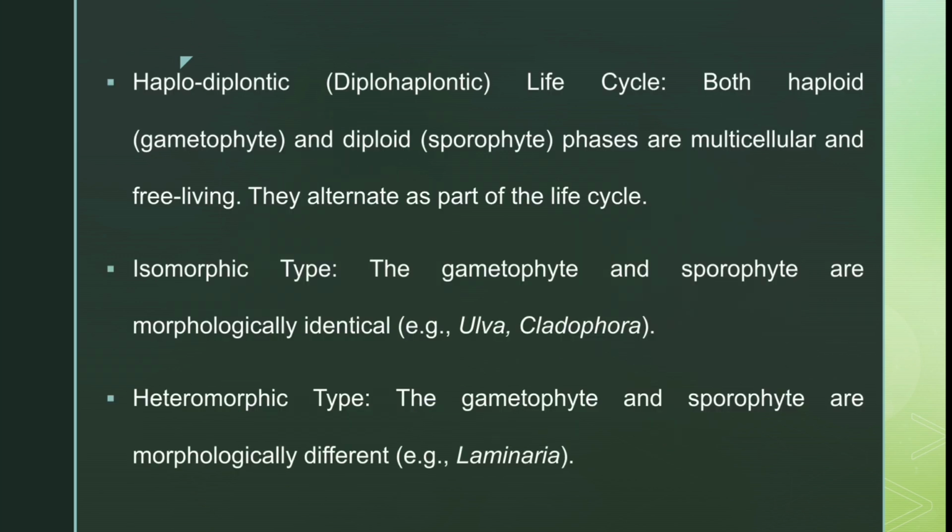Next, haplodiplontic life cycle or diplohaplontic life cycle. Both haploid and diploid phases are multicellular and free living. They alternate as part of their life cycle. None of the stages is dominant over the other. So it can be of two types. One is isomorphic, another one is heteromorphic.